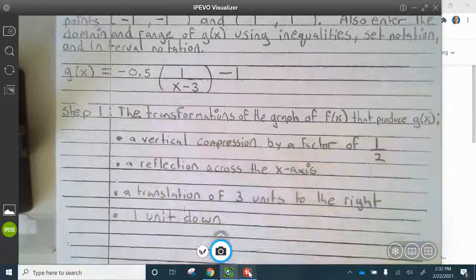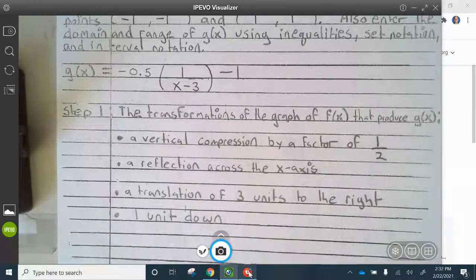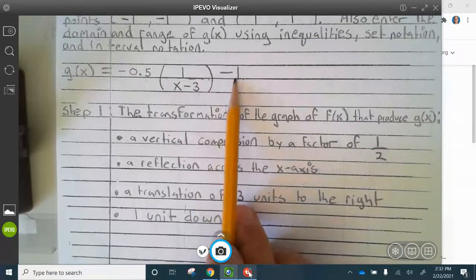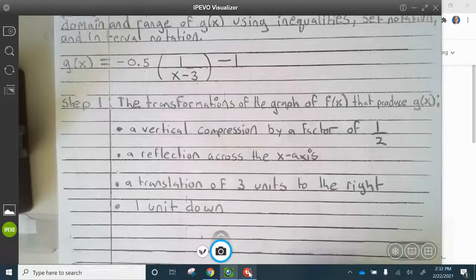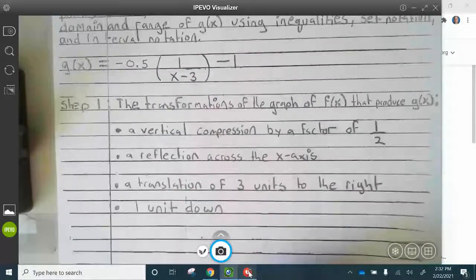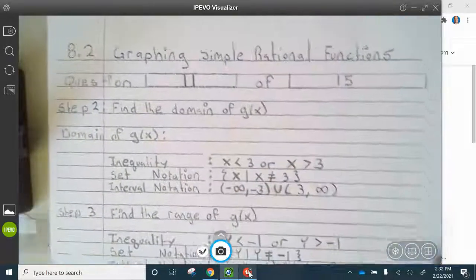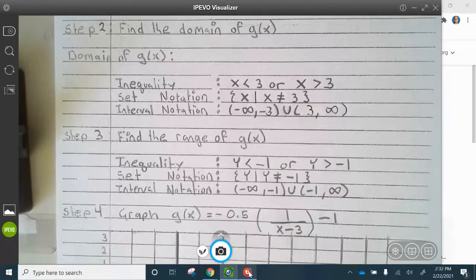All right, step 2. Find the domain of g of x. The domain of g of x is the inequality x less than 3 or x greater than 3. Set notation is x such that x does not equal 3. And interval notation is -infinity to, that should be a positive 3, or 3 to infinity.